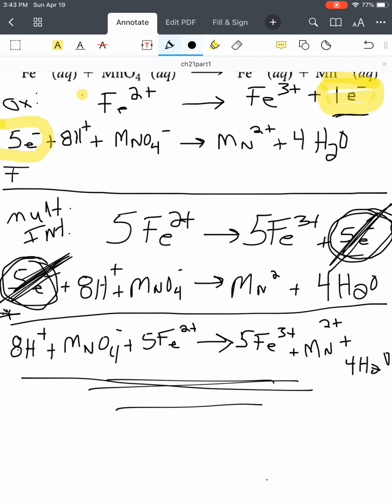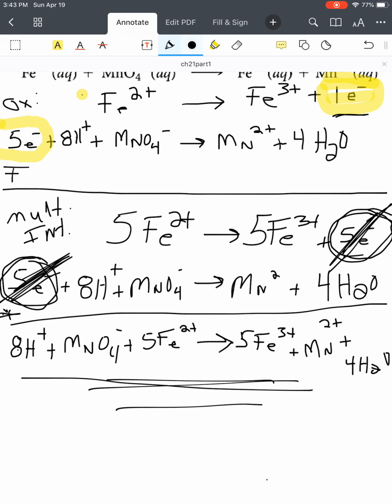Is it balanced for iron? 5 and 5, yes. Is it balanced for manganese? 1 and 1, yes. Is it balanced for oxygen? 4 and 4, yes it is. Is it balanced for H? 8 and 8, yes it is. Is it balanced for charge? Well, it better be. Let's see.